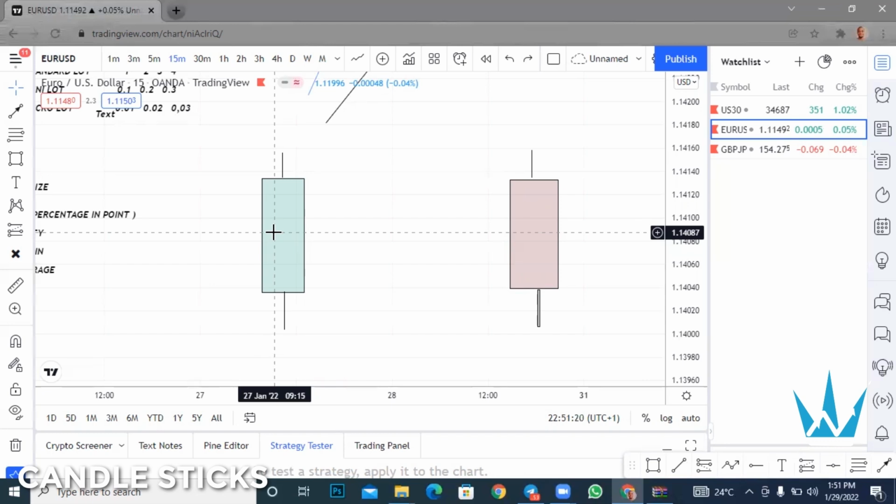So first of all, I'm not talking about what these candles do. I'm going to label two different candles right here. One is bull and one is bear. We're going to be labeling them.